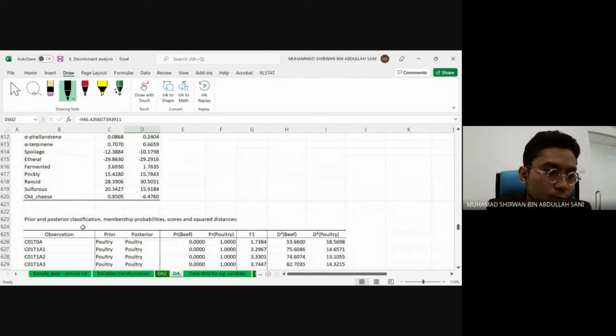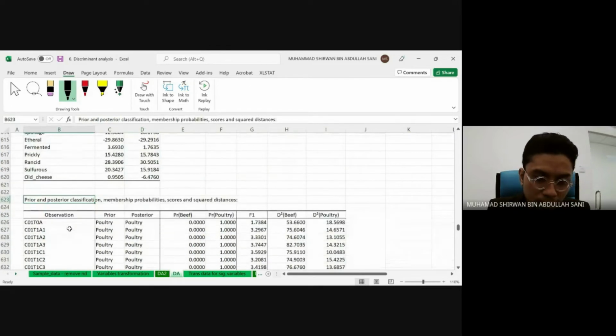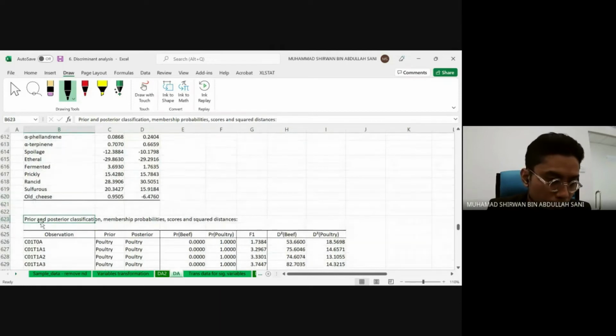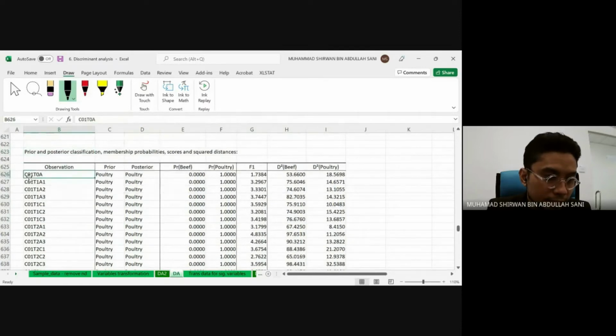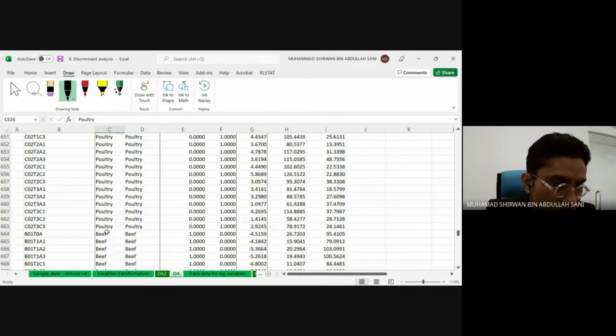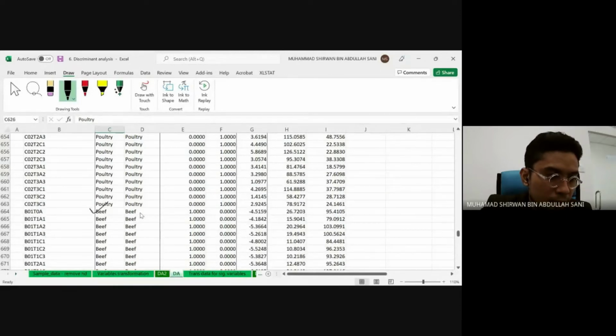Okay. Now we move to the last, it's not the last lah, one of the end, the one that we are looking for. Okay. So prior and posterior classification. Okay. So we have C. C is poultry, and then our discriminant model prediction dekat sini dalam kolom ni. So we prepare a poultry, so the model predicts poultry. So you tengok semua maintain, still maintain, and then we prepare beef sausage, the prediction also says it's beef.